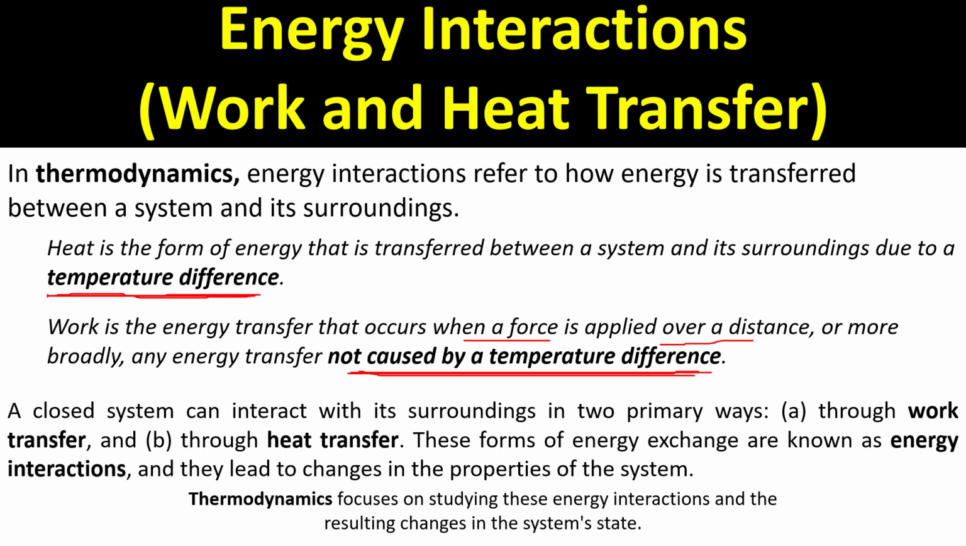A closed system can interact with its surroundings in two primary ways. One is through work transfer, or through heat transfer. This form of energy exchange is known as energy interactions. So energy interactions mean that energy will be exchanged between the system and surroundings in two modes.